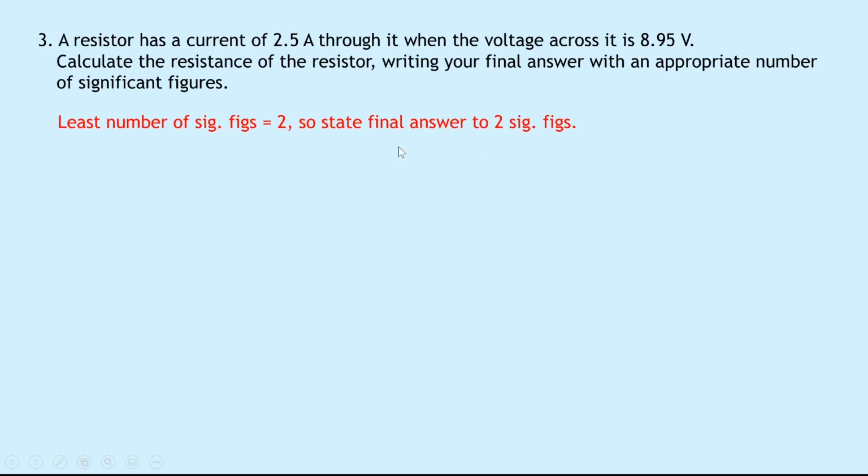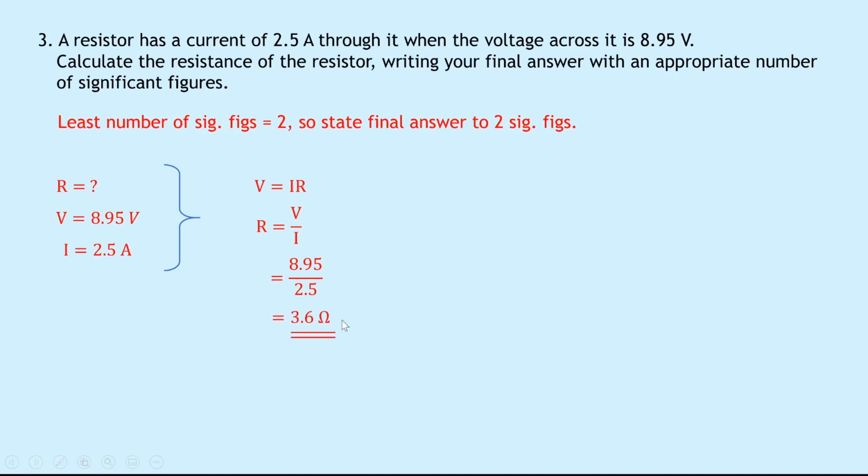So writing down what we know from the question on the left hand side, we're trying to find the resistance. Our voltage is 8.95 volts and our current is 2.5 amps. We then want to write down our equation, and this one is going to be Ohm's law, V equals IR, and then rearranging for the resistance R, we get R equals V over I. Substituting in our voltage and our current values, we get 8.95 over 2.5. So you put that into your calculator and you should get 3.6 ohms if you state it to 2 significant figures.